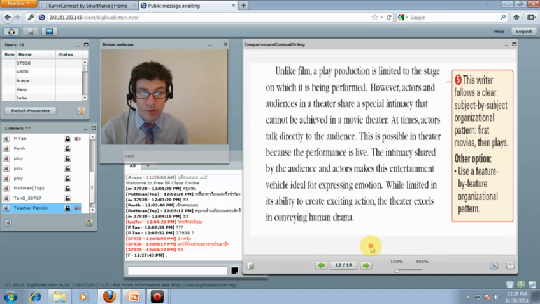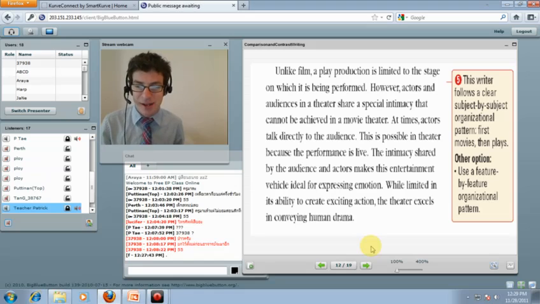So, now let's read the next paragraph. Unlike film, a play production is limited to the stage on which it's performed. Okay, now we've switched topics here. We've gone from movies to plays. However, actors and audiences in a theater share a special intimacy or connection that cannot be achieved in a movie theater. At times, actors talk directly to the audience. This is possible in theater because the performance is live. The intimacy shared by the audience and actors make this entertainment vehicle ideal for expressing emotion. While limited in its ability to create exciting action, the theater excels in conveying human drama.